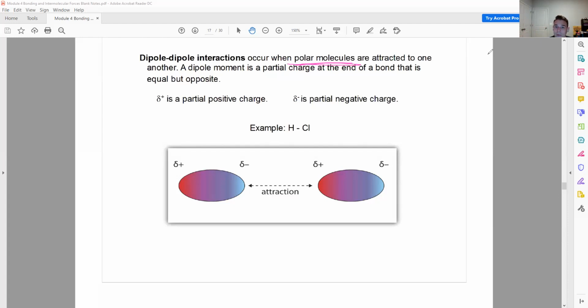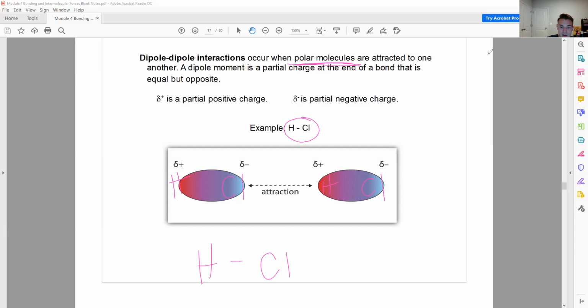A dipole moment is a partial charge at the end of a bond that is equal but opposite. So we had a dipole moment in London dispersion forces, but that was random. In dipole-dipole interactions, you have a set dipole moment all the time because something is always going to be partially positive, something's always going to be partially negative. And in this case, we've got hydrochloric acid. In hydrochloric acid, the chlorine is much more electronegative, and so that's the partially negative, and it will always be like that.